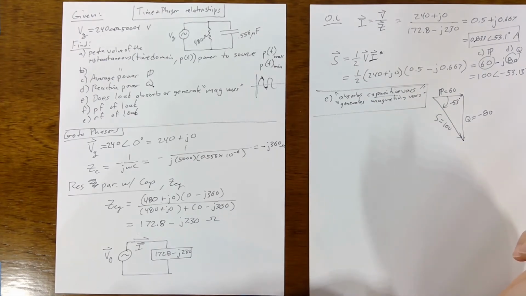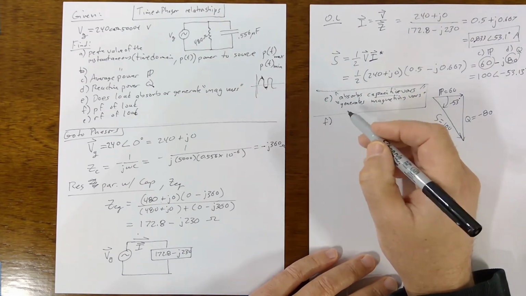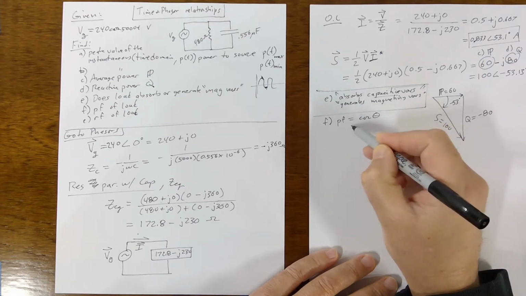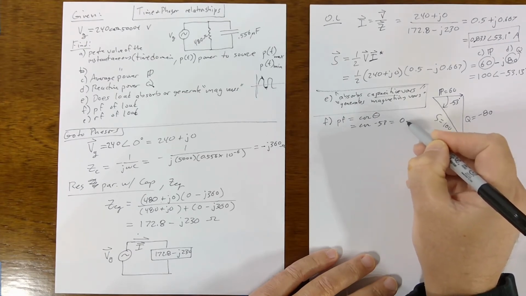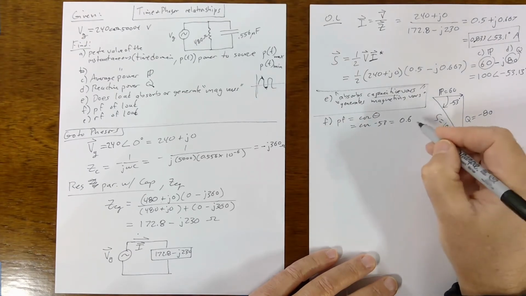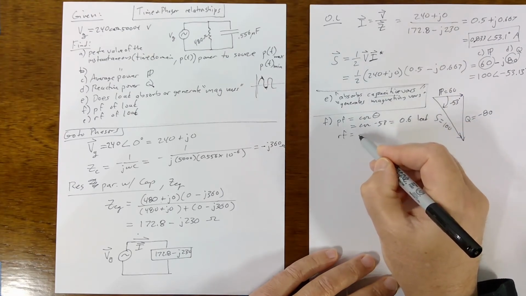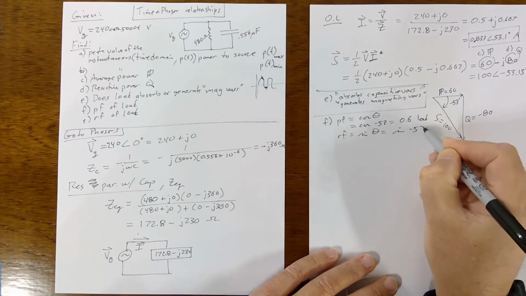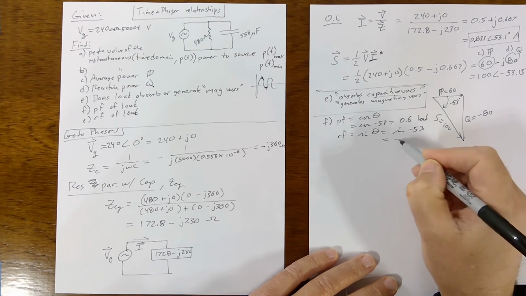The power factor. So F, and the power factor is just cosine of theta. So it's cosine of minus 53, it's just 0.6 leading. And the reactive factor is the sine of theta. It's sine of minus 53, which is minus 0.8.